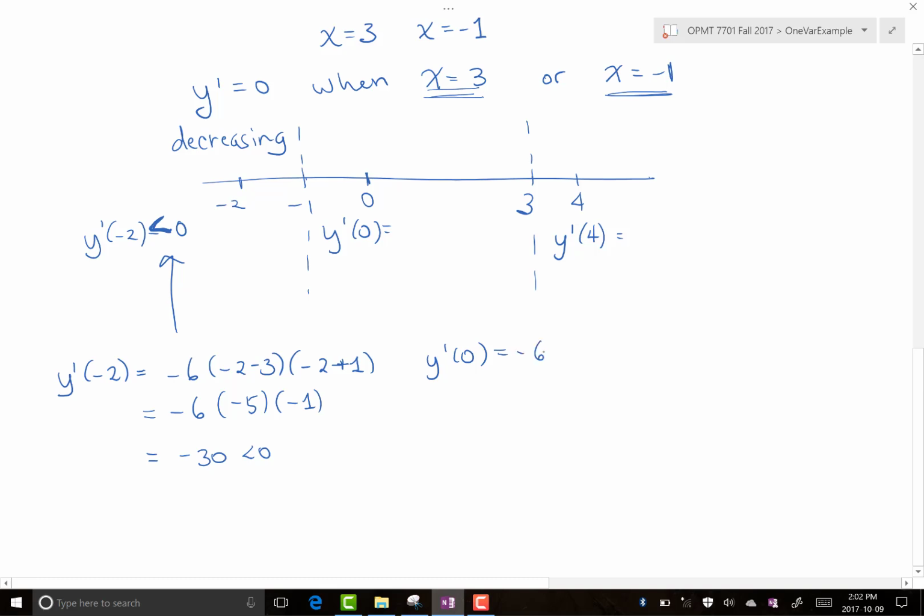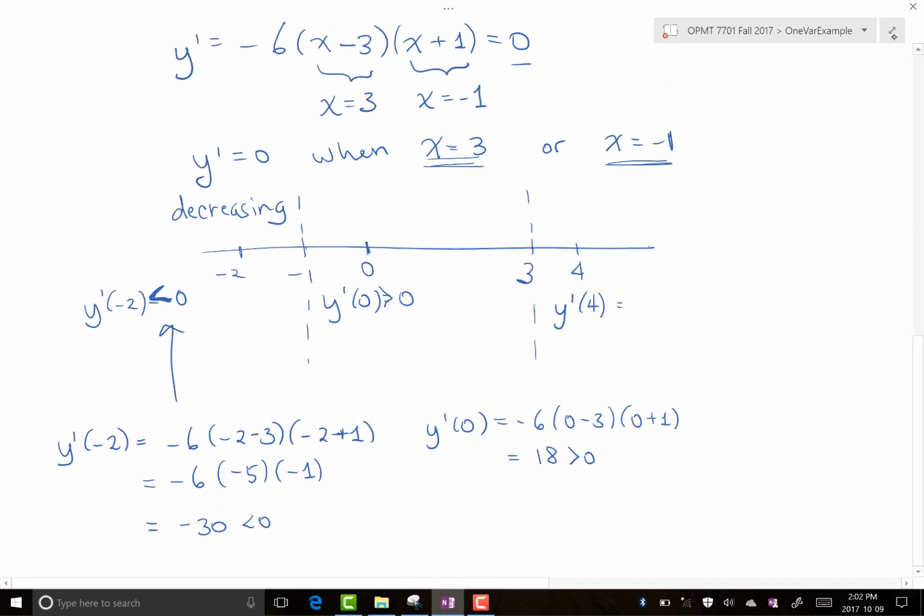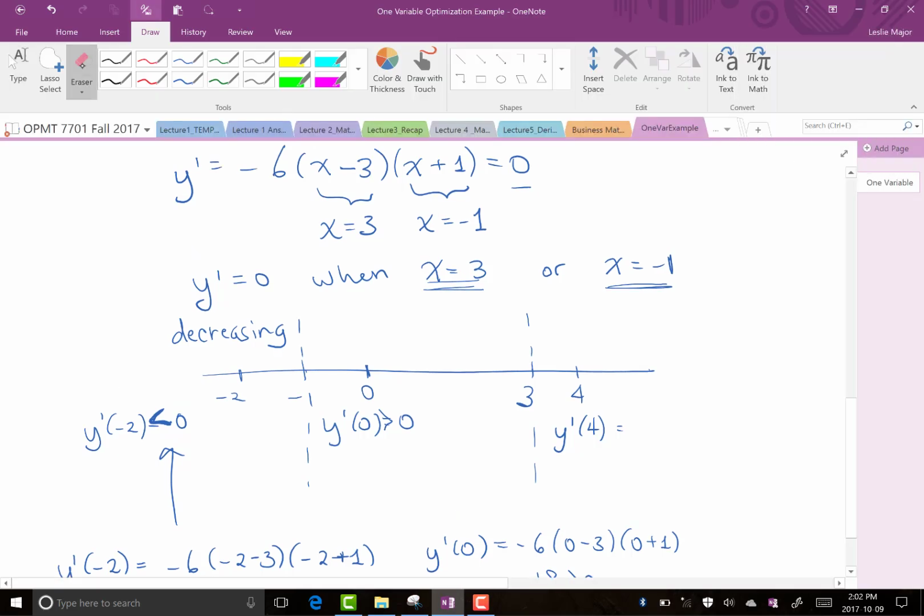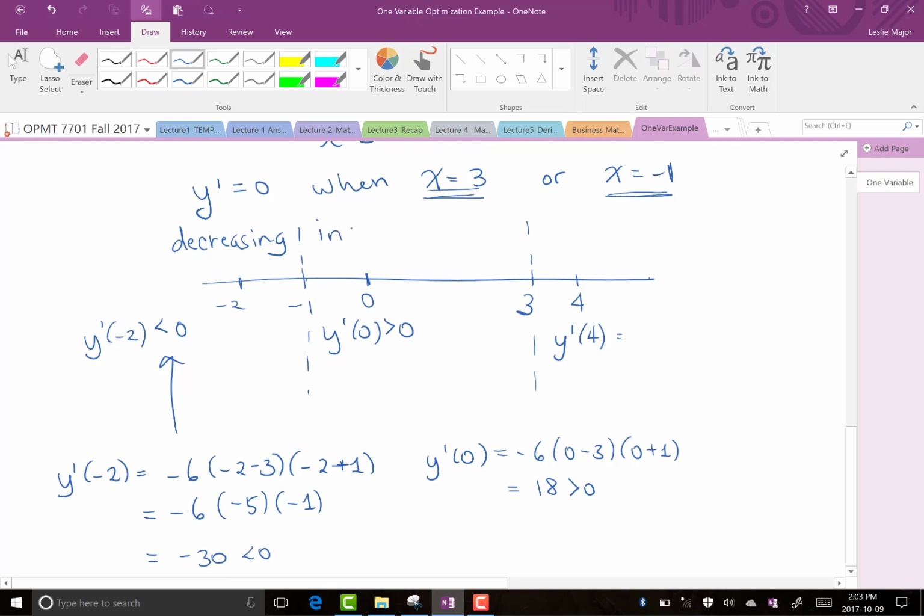is going to give us -6 times 0 minus 3 times 0 plus 1, which gives us positive 18. And again, all we really care about is that it's greater than 0. Sorry, we can make that a bit prettier here. So y is increasing between -1 and +3. So in this whole area here, it's increasing.